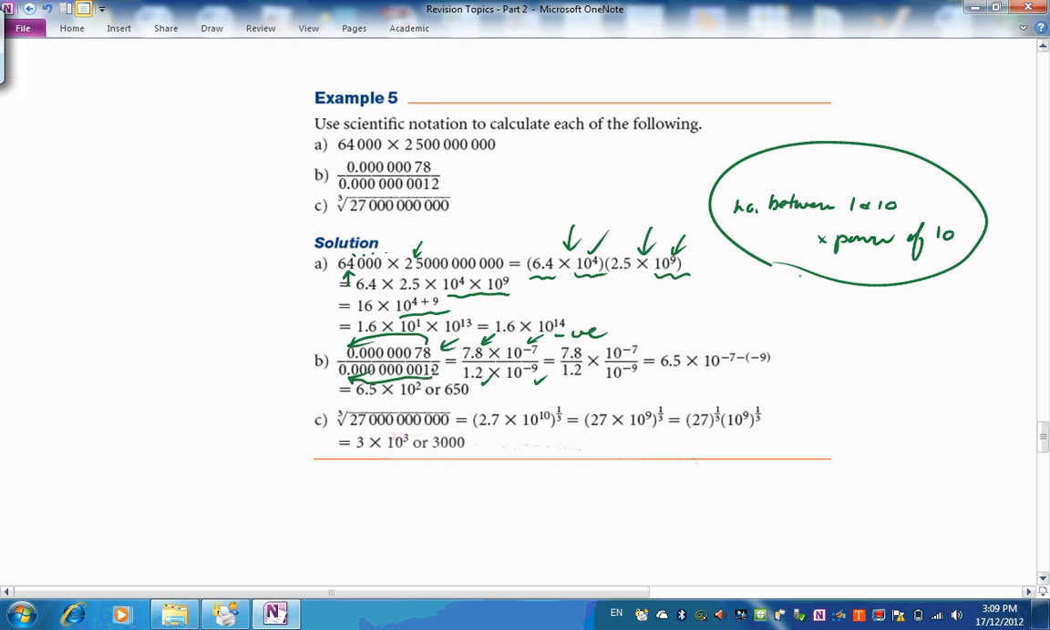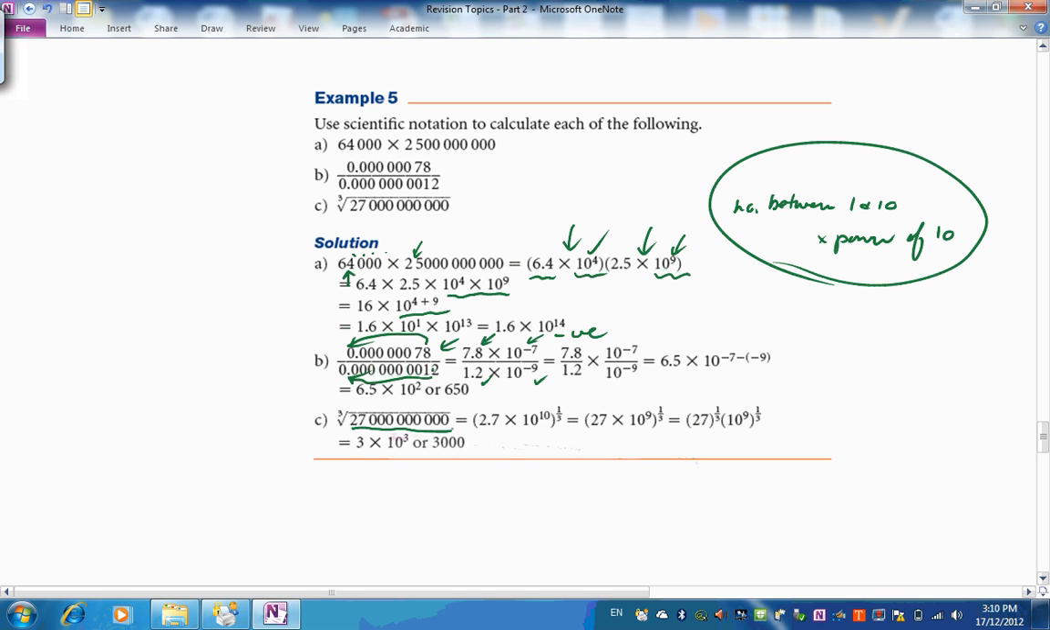Just remember, standard or scientific notation involves writing very big or very small numbers as a number between 1 and 10 times the power of 10, so we're not writing heaps of zeros in. Okay, let's look at a cube root one.